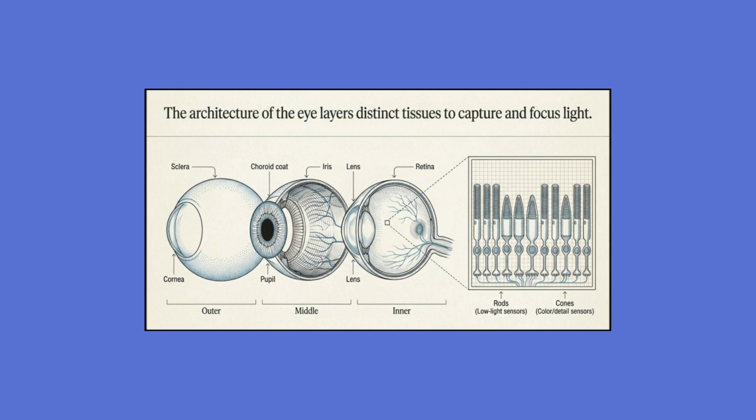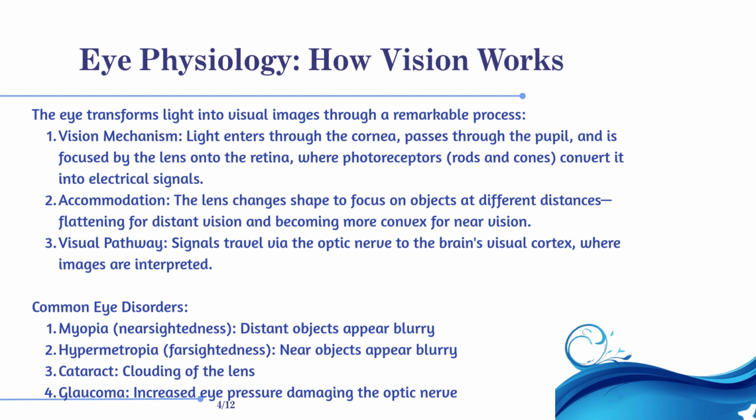What is the vision mechanism? In this, light enters through the cornea, then it passes through the pupil and is focused by the lens onto the retina, where photoreceptors, rods and cones, convert it into electrical signals. Then we have another part, accommodation. The lens changes shape to focus on objects at different distances.